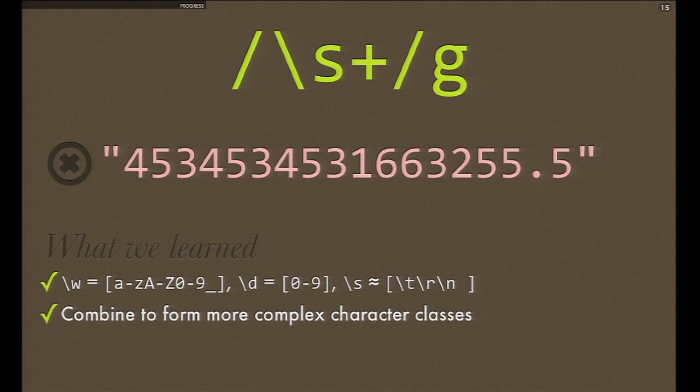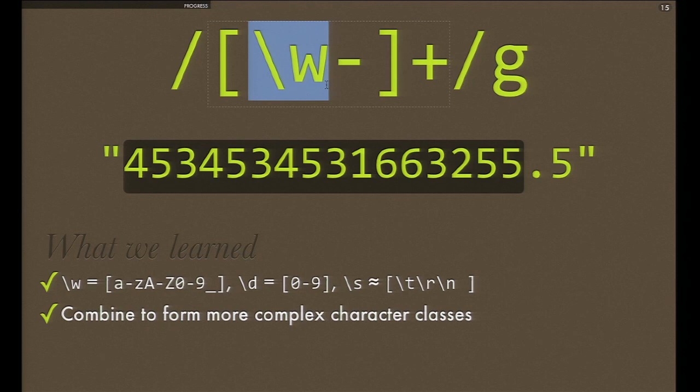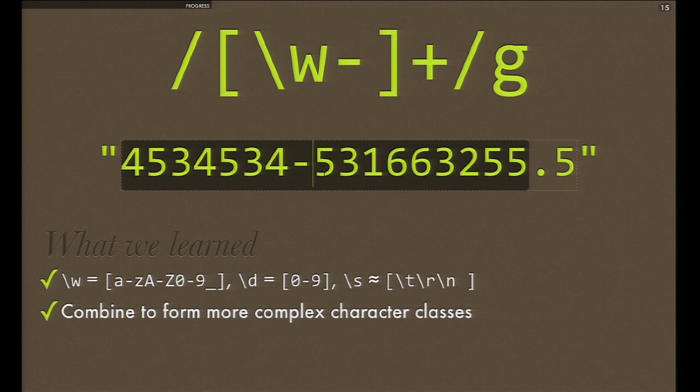And you can even combine those character classes to form something more complex. For example, if you want to match something that's letters, digits, underscores, or hyphens, you can do this, which combines the word character class and the hyphen. So now it will match even if we have a hyphen there, which is kind of useful for matching things like telephone numbers.